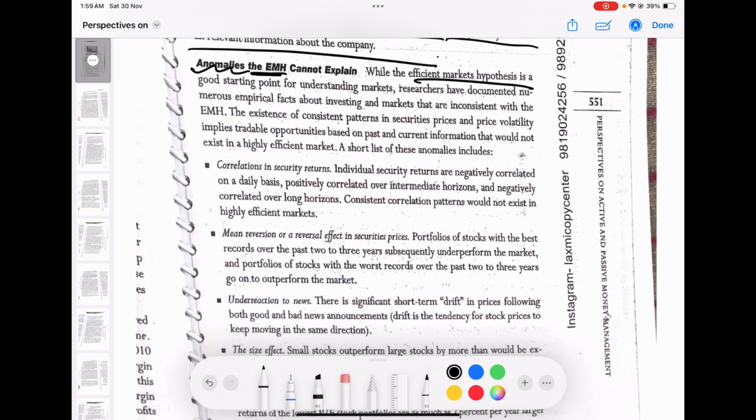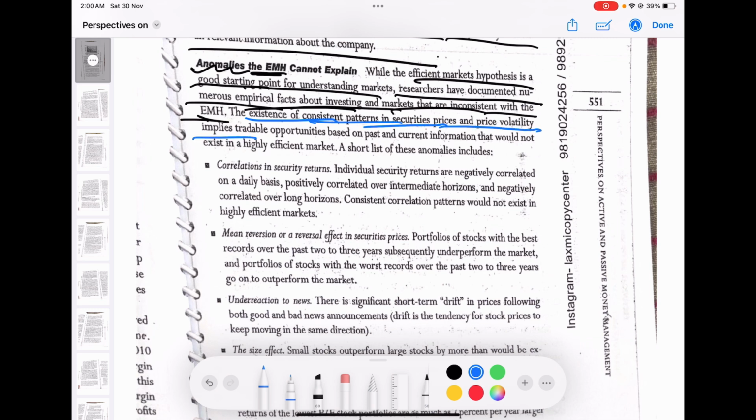While the efficient market hypothesis is a good starting point for understanding markets, researchers have documented numerous empirical facts about investing and markets that are inconsistent with the EMH. The existence of consistent patterns in securities price and price volatility implies tradable opportunities based on past and current information that would not exist in a highly efficient market. Now let's look at what the anomalies are.